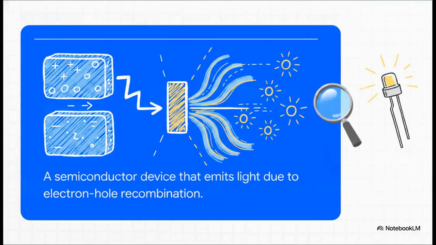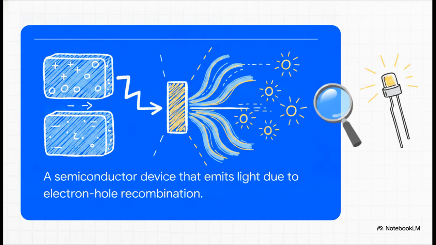Enter the light-emitting diode, the famous LED. This is a total paradigm shift. Instead of controlling existing light with optical shutters, an LED acts as its very own light source. It completely ditches the polarizers and the liquid crystal layers. How? Through the pure magic of semiconductor physics.